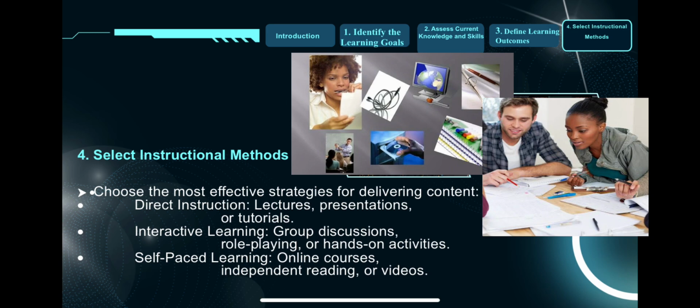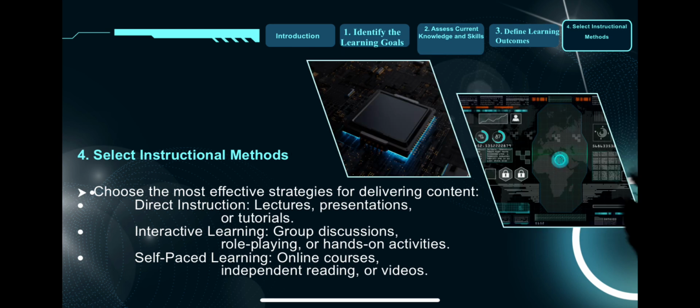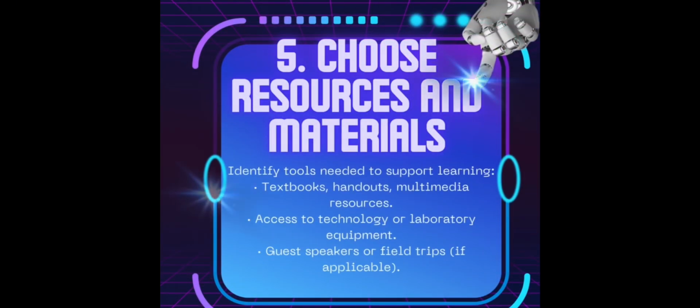Next is interactive learning. The methods like group discussion, role-playing, hands-on activities, simulation, and case studies foster critical thinking and collaboration. And lastly, self-paced learning. These are online courses, independent reading, or videos that allow students to take ownership of their learning by working through content independently. The next step is choose resources and materials.